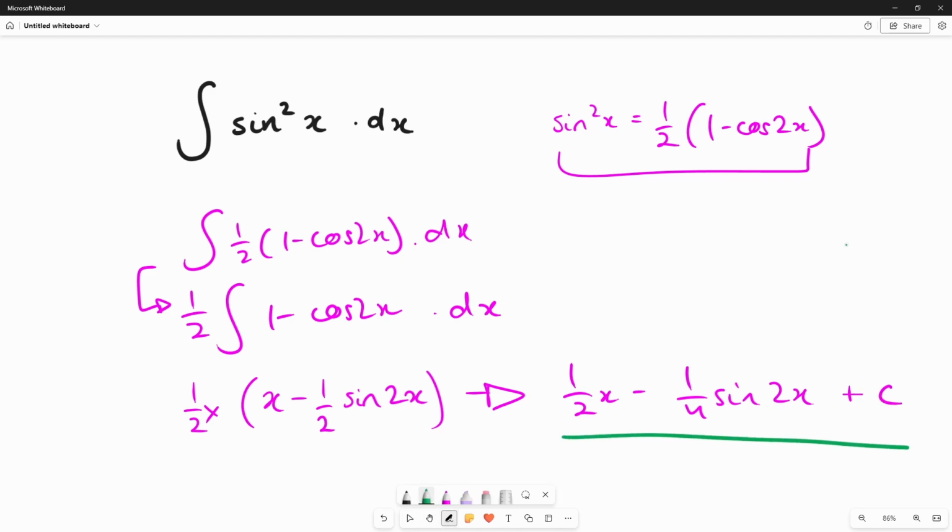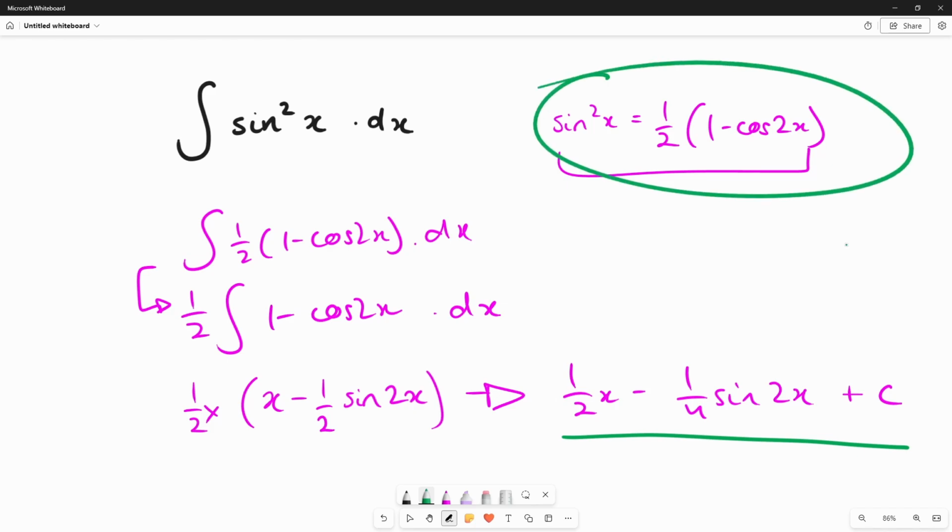And that is the answer, and we got that all because we used the trigonometric identity over here, so it might be worth remembering this for your A-level exam.